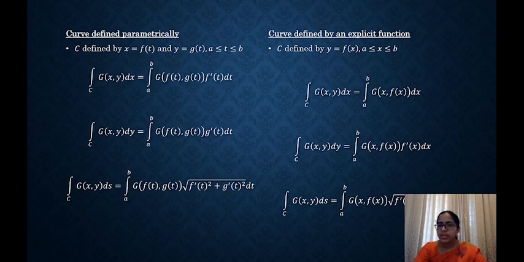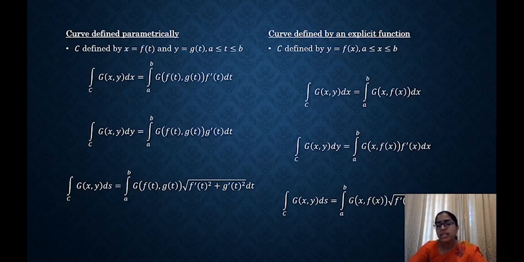So we will consider everything in terms of x only, and we will do the integration from a to b. So integral over c g of x comma y dx will be integral a to b g of x comma f of x into dx. Here dx, there is no change. Now second one, integral over c g of x comma y dy will be integral a to b g of x comma f of x into dy, which is f dash of x dx.